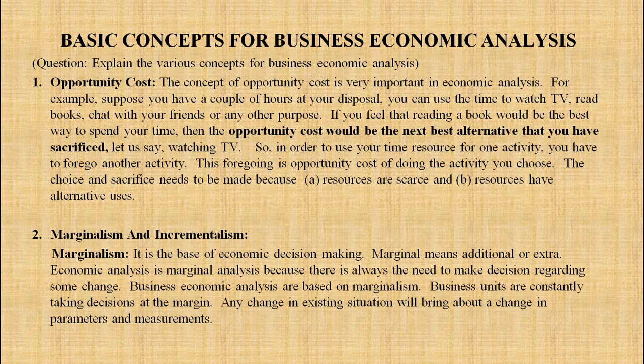Choices are made by households, firms and the government. The opportunity cost of choosing an activity or commodity is the value of the next best alternative that is foregone. It is understood as opportunity cost. This is concept number 1. Concept number 2, marginalism and incrementalism.